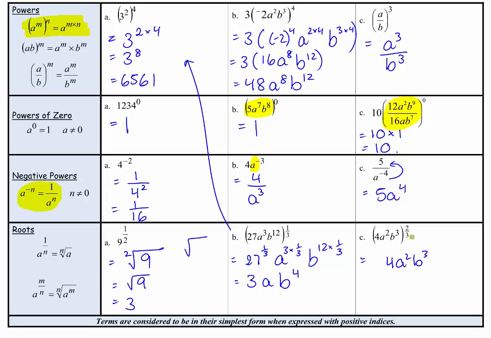It's the 3 on the bottom, so that's a cubed root, and then the 2 goes all the way around that. So it's the cubed root of all of that squared. So that's the cubed root. 4 squared is 16. A, 2 times 2 is 4. B, 3 times 2 is 6.